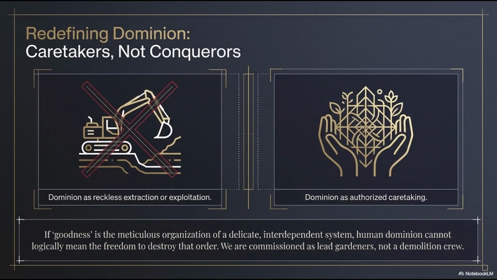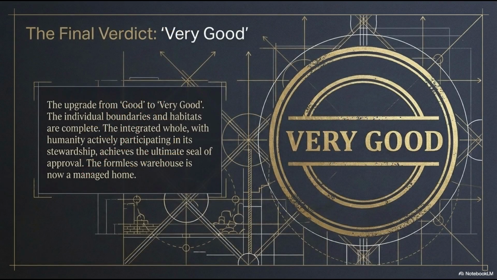They are. And with humanity installed as the stewards and the ecosystem fully functioning without violence, we get the final verdict on the sequence. Verse 31 says, "And God saw everything that he had made, and behold, it was very good." Notice the upgrade. Throughout the sequence, the individual pieces, the separated seas, the plants, the animals were just good. Right, but now it's very good. Yes. The completed, integrated whole, with humanity actively participating in its stewardship, achieves a new status. Very good is the ultimate seal of approval on the finished sequence. Evening and morning, the 6th day. The transition is complete. The dark, formless, echoing warehouse has become a vibrant, illuminated, brilliantly managed home.